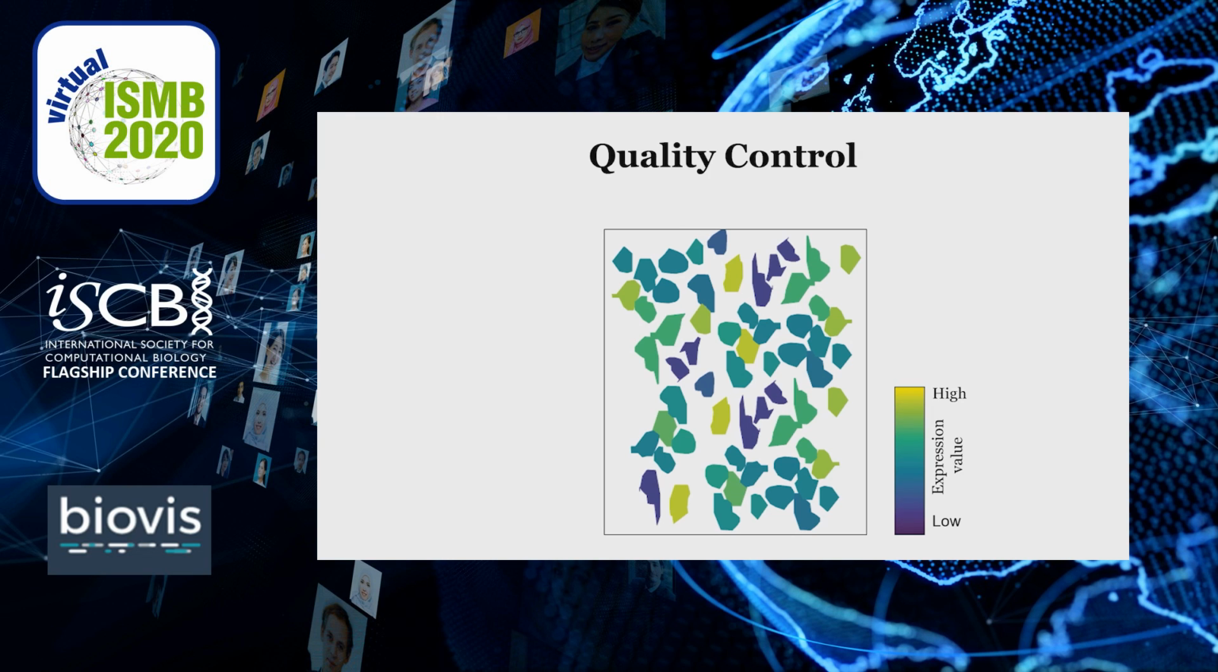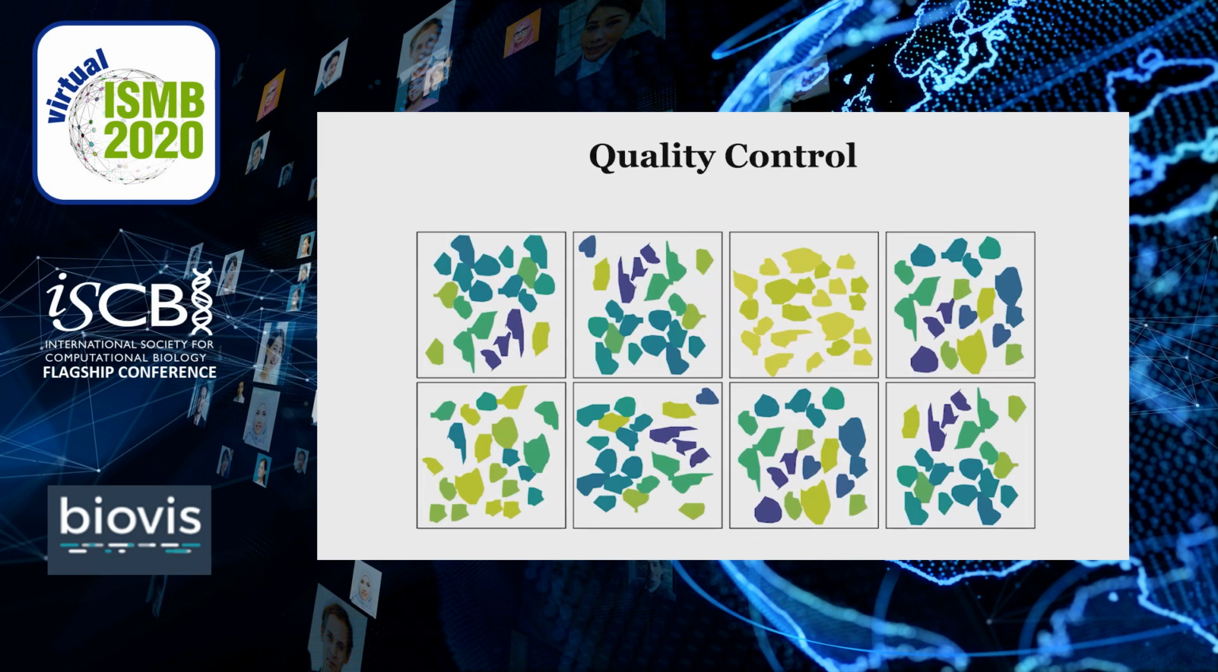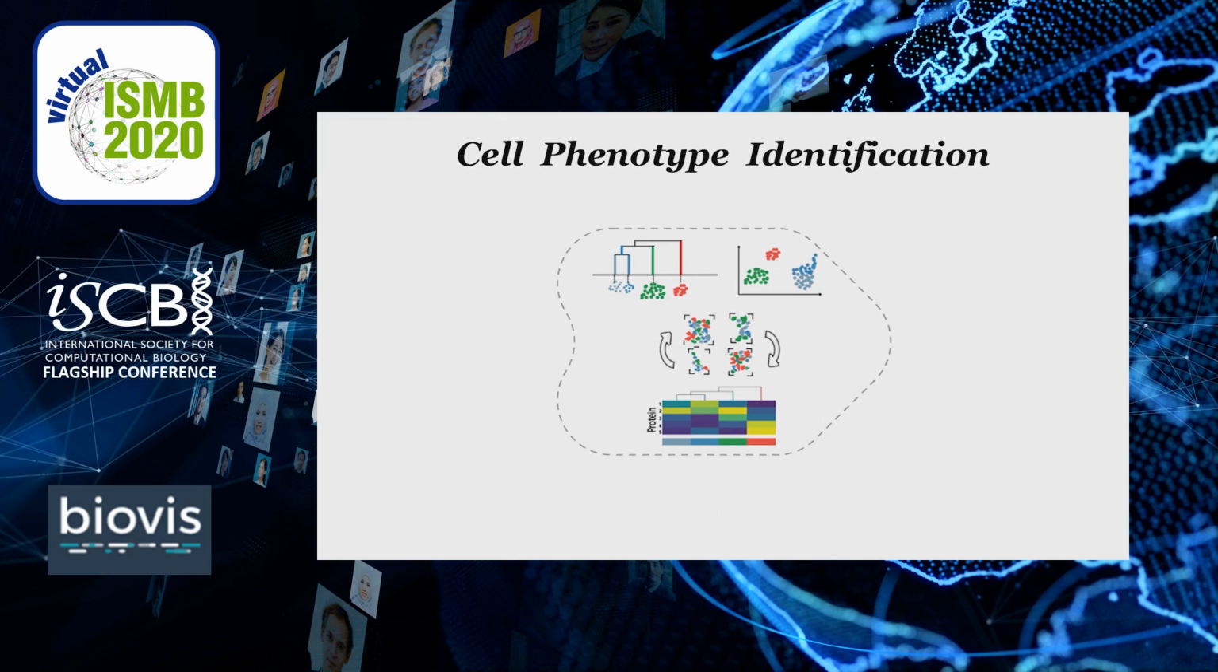We used color to encode the expression value of each cell, and the tissue samples are displayed in a small multiples view. Finishing with the quality control, which is the first task of our workflow, we move forward to the second one, which is the identification of the existing phenotypes in the sample. In order to define the different phenotypes, we are using an interactive visual approach presented in our previous work, Cytoexplore.